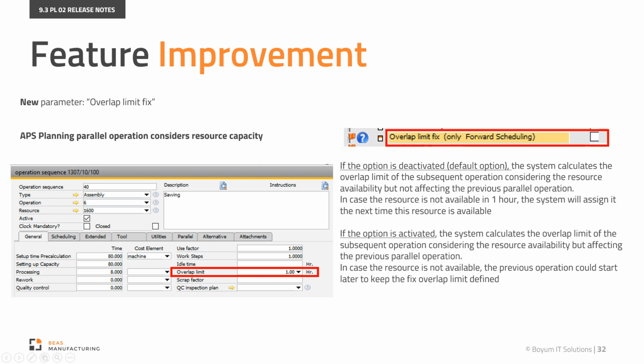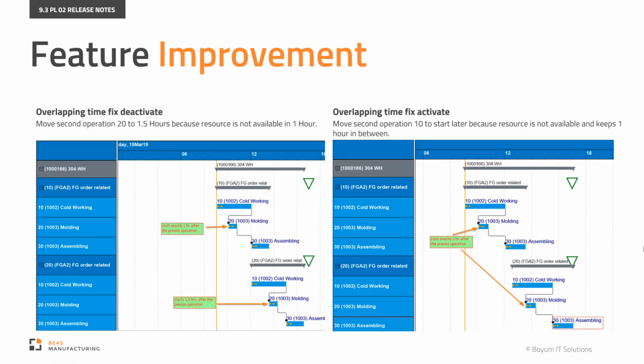In case the resource is not available, the previous operation could start later to keep the fixed overlap limit defined. The functioning of the overlap limit fixed parameter can be seen in a Gantt view. The left image shows the parameter deactivated and the right one shows it activated.